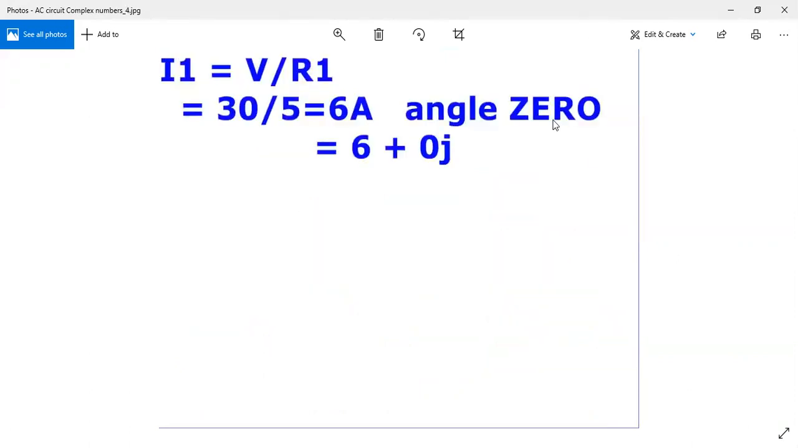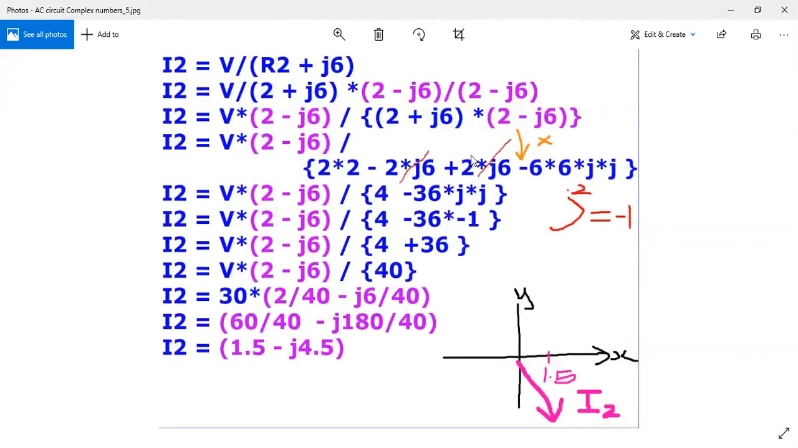First branch, Ohm's law, voltage 30 divided by opposition to current flow 5 in the resistor, we have 6 amps. There is no energy storage in a resistor, so 6 amps at an angle of 0 degrees. If we want to write it out fully in complex numbers, Cartesian form, 6 plus 0j. Second branch is more involved.